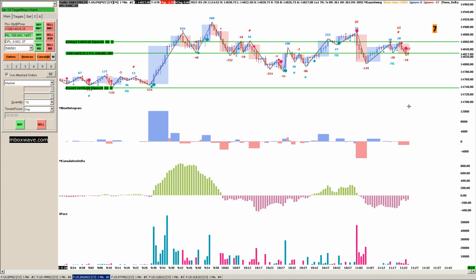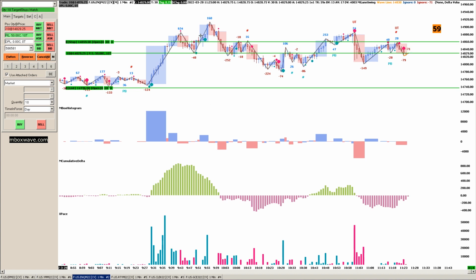So I just got in here at this entry point. There's a lot of things going on here. All right, so these dots here, and they vary in size, show who's in control, the buyers or the sellers, and they show the speed of the tape. So the larger the dot here, the stronger that speed of the tape is for the offers or the bids, right?